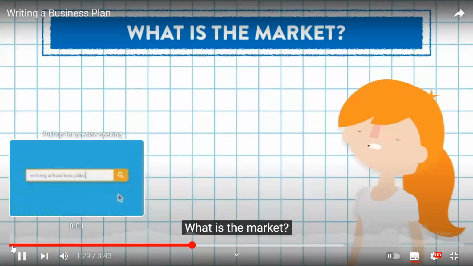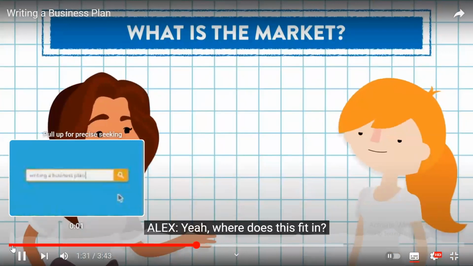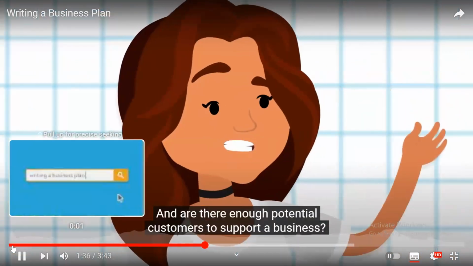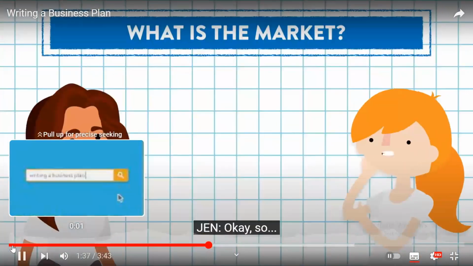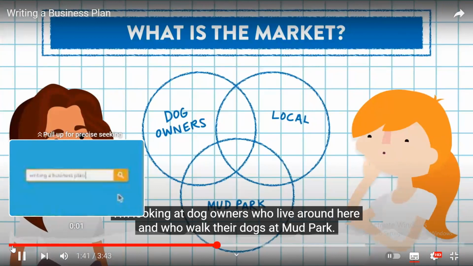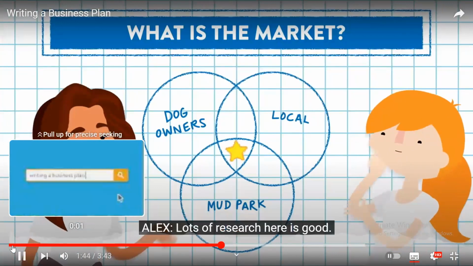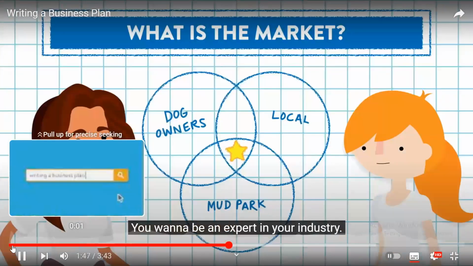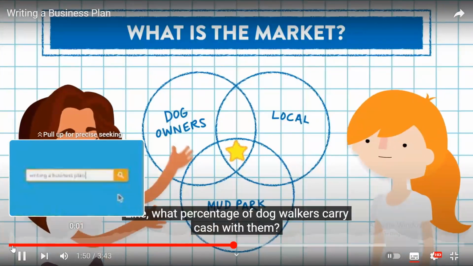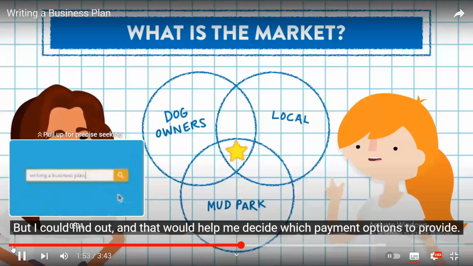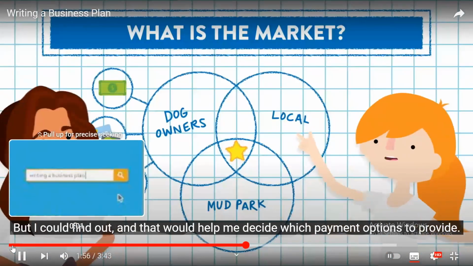Sweet. What is the market? Where does this fit in? Who is it for? And are there enough potential customers to support a business? Okay, so I'm looking at dog owners who live around here and who walk their dogs at Mud Park. Lots of research here is good. You want to be an expert in your industry. Like, what percentage of dog walkers carry cash with them? I have no idea, but I could find out, and that would help me decide which payment options to provide.